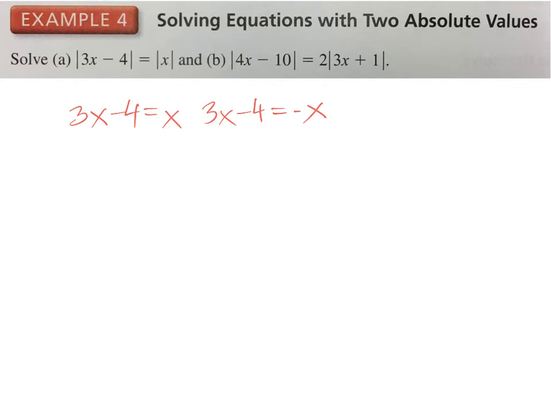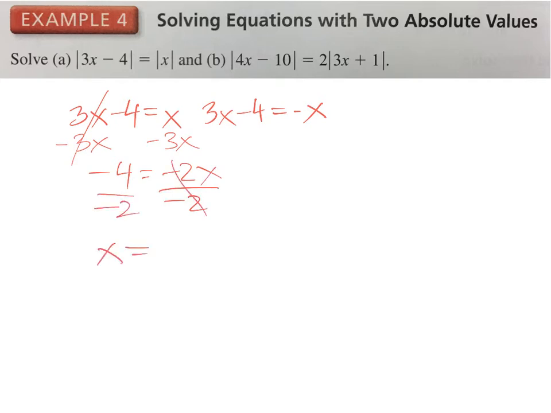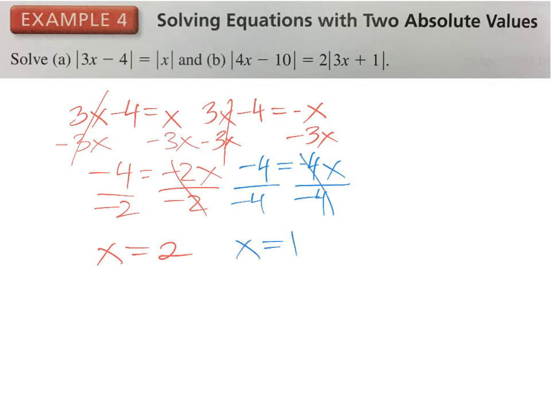Okay, so let's solve each of these. I'm going to subtract 3x because I want to isolate x on one side of the equation. Divide by negative 2. And I get x is equal to 2, negative divided by negative is positive. And then on the right side here, I'm going to subtract 3x once again. Negative 4 equals negative 4x. Divide by negative 4. And x is equal to 1. So my two solutions here are x is equal to 1 and x is equal to 2.